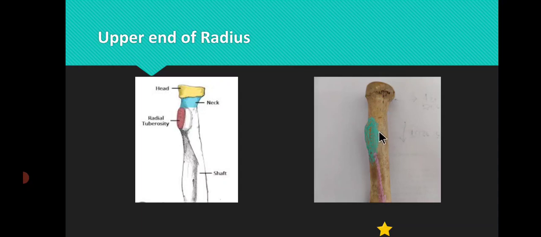Then this is the radial tuberosity. It is present on the medial side of the lower part of the neck. The posterior part of the tuberosity is roughened, and it receives insertion of the tendon of biceps brachii, while the anterior part receives a bursa. The tendon of biceps brachii is twisted. Its anterior part is smooth and separated from the biceps tendon by a bursa for supination of the forearm. Then the lower end of this radial tuberosity gives attachment to the oblique cord.